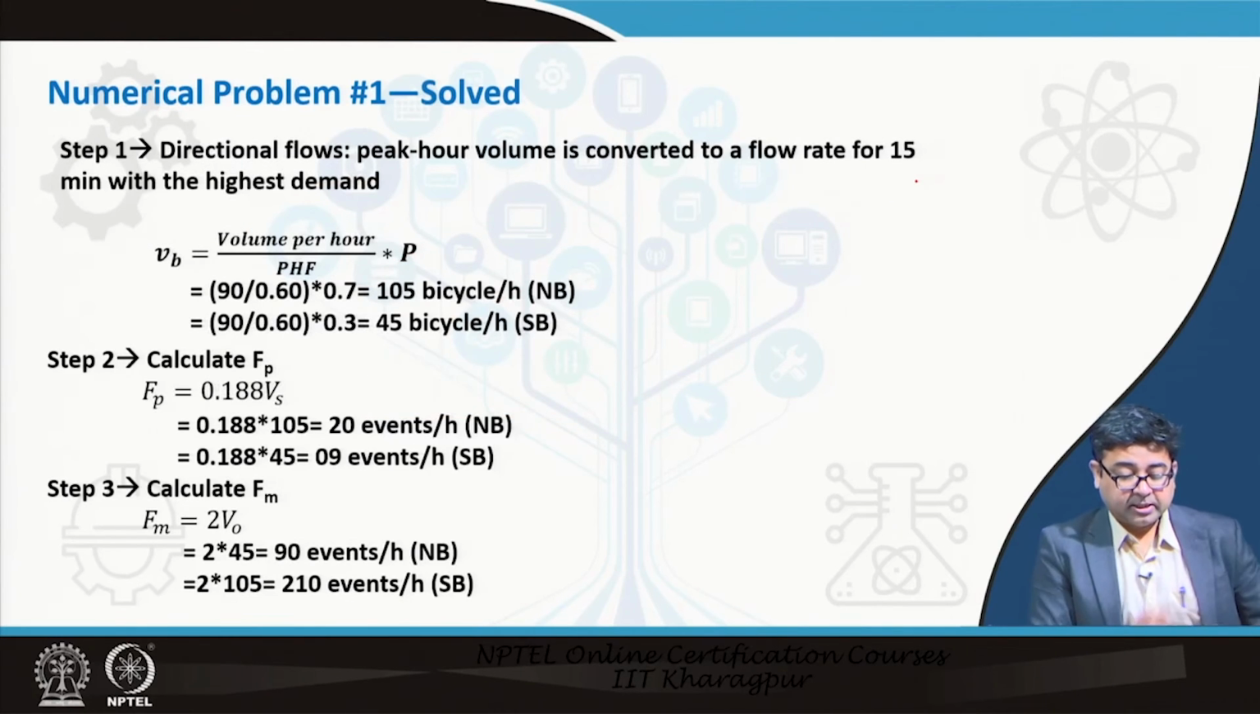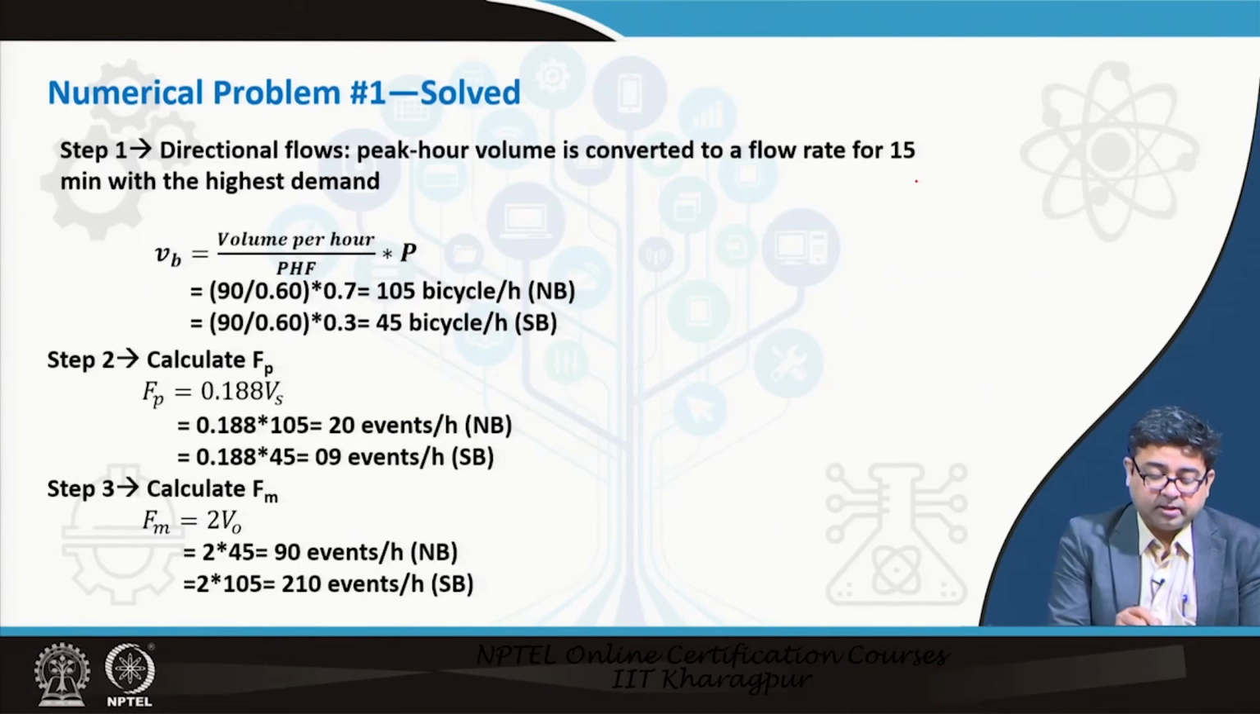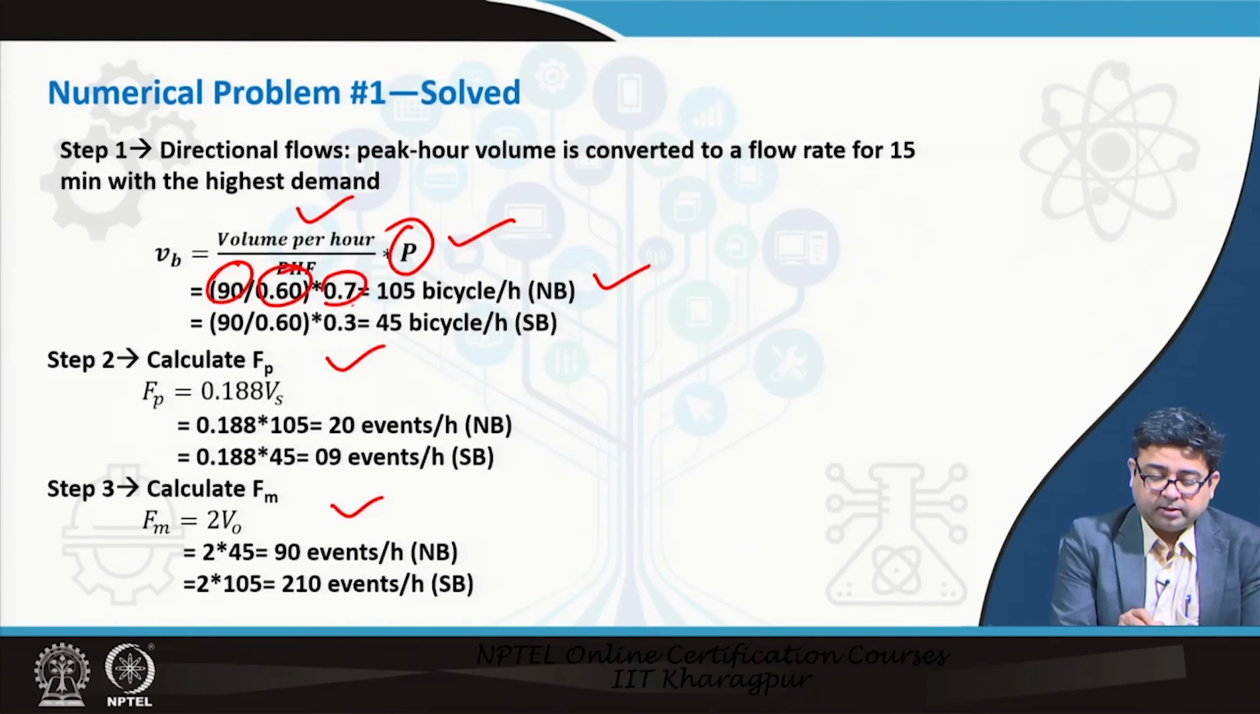So, for the exclusive bicycle paths, you know that to calculate FP and FM, these are the formulas. However, first you need to know the directional flows. In order to know the directional flows, you know the peak hour volume is 90, you know the peak hour factor and you know the directional split. So, northbound is 70 and southbound is 30. So, you can calculate the flow rates on northbound and southbound. Using those flow rates, you can calculate the FP for northbound and FP for southbound.